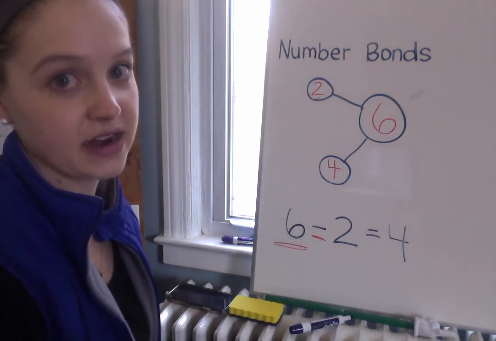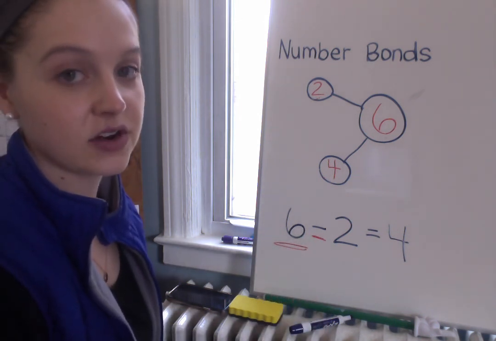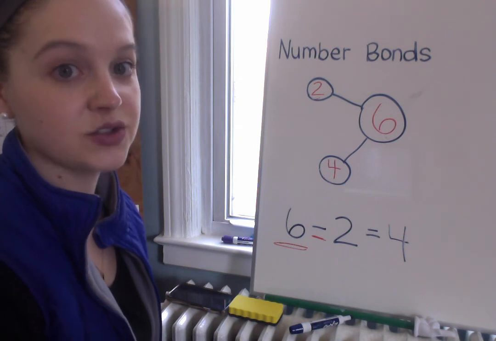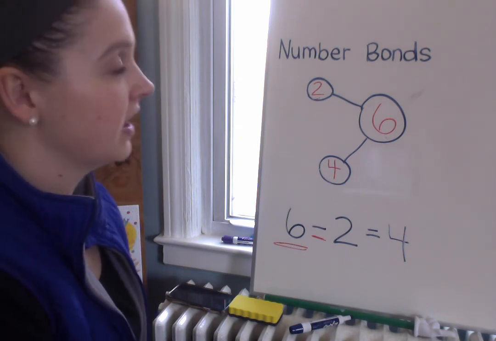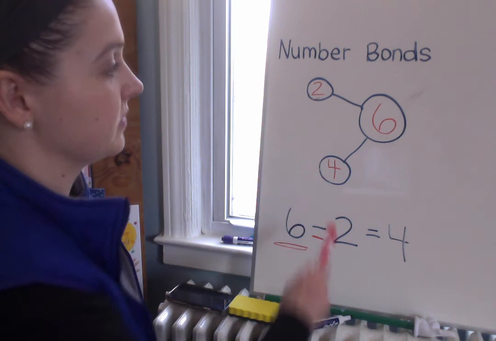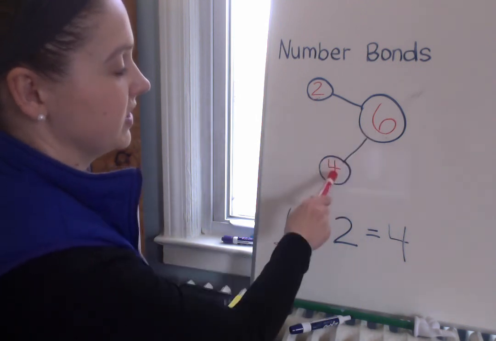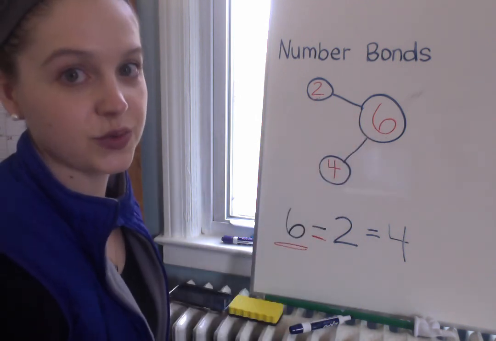For today's activity, you're going to be making some number bonds using subtraction problems. And what you can do after you fill them in is practice doing the 3 different kinds of problems that you can do with a number bond.